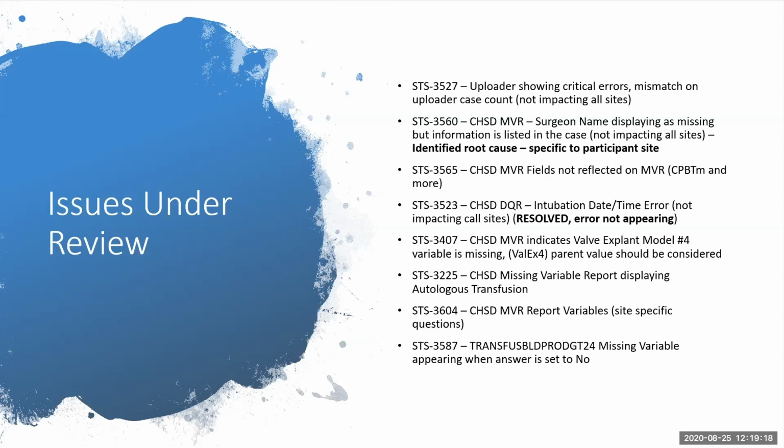STS 3225. So this one has to do with the autologous transfusion data element that is appearing as missing when it is actually on the form. And this does appear to be limited to version 3.3 records. So that is what we're looking into at this time.